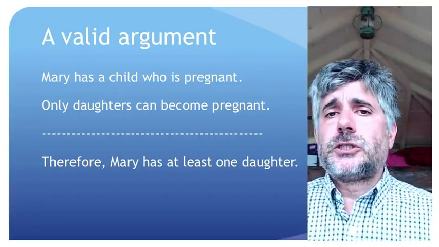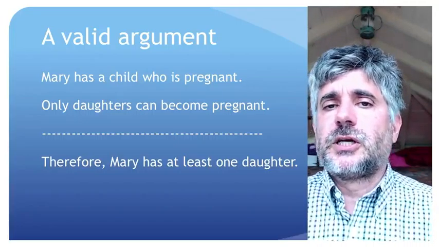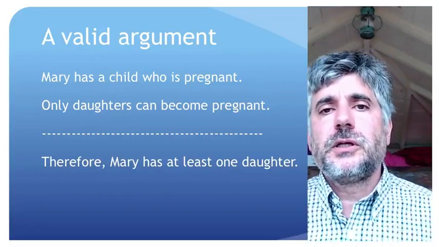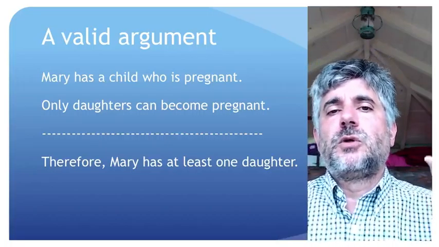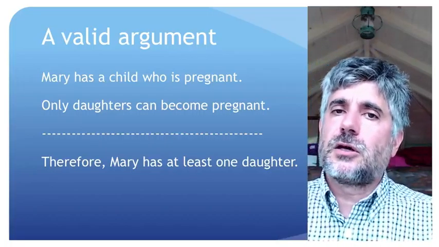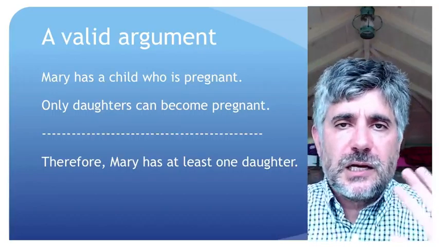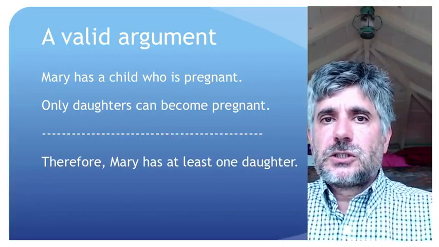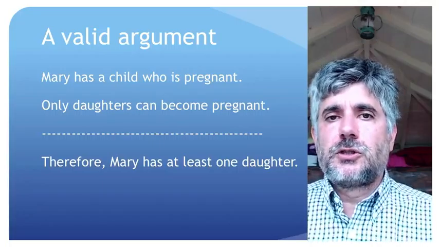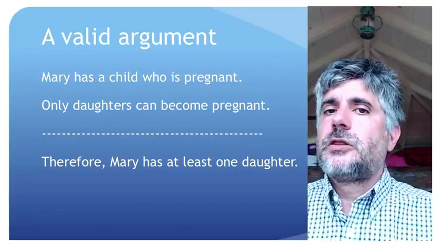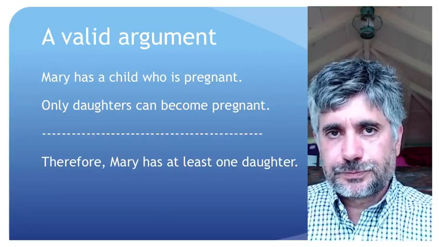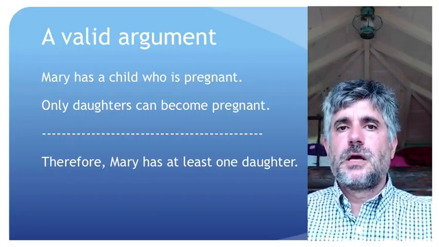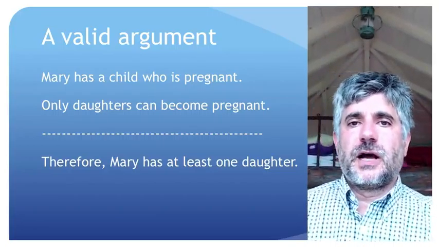And you can imagine a situation in which the conclusion is false, in which Mary doesn't have at least one daughter. But what you can't imagine, what's completely incoherent, what's completely impossible, is for there to be a situation in which both of the premises are true and the conclusion is false. In any possible situation in which the premises are true, the conclusion has to be true. There's no possible situation for the premises to be true and the conclusion false. So, that's what makes that argument valid.